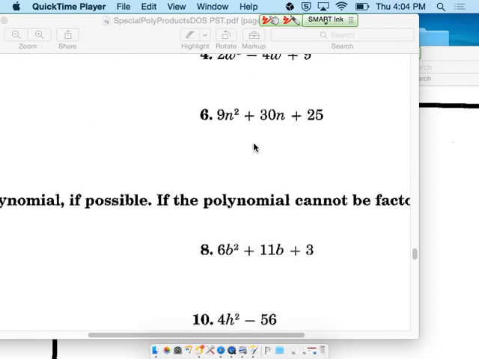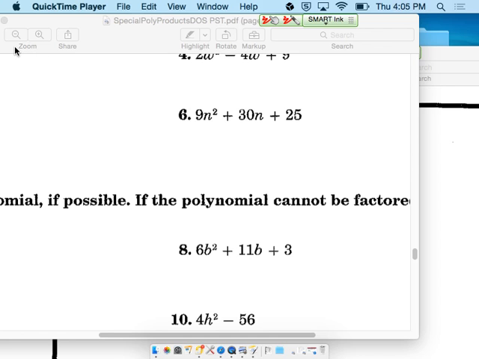So in number 6, is 9n squared a perfect square? 9 is a perfect square, n squared is a perfect square, so it passes that. 25 is a perfect square. I begin and end with both positive numbers.